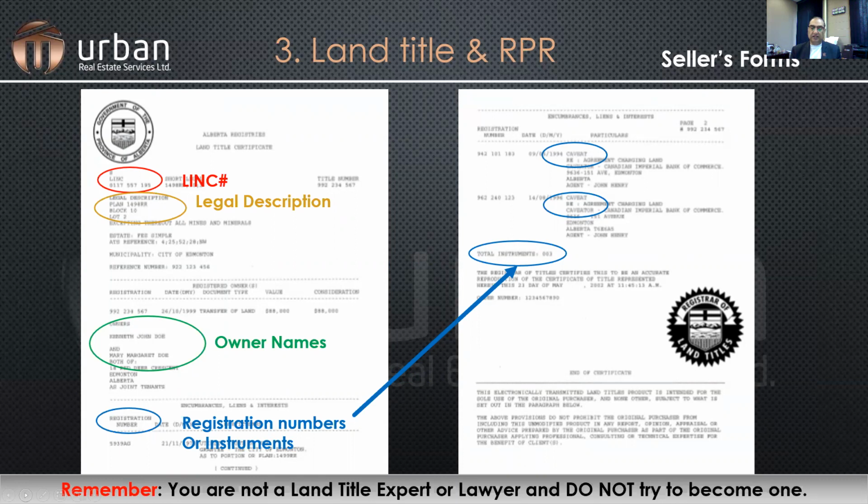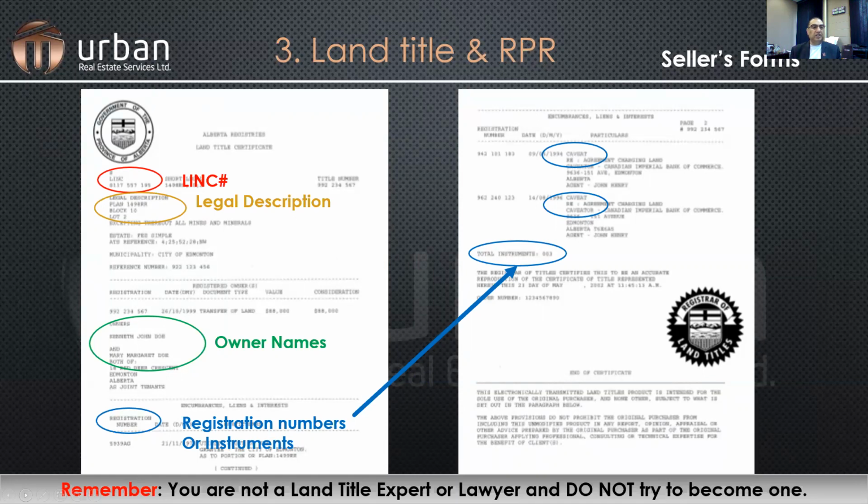So having a land title, asking for a land title, obtaining a land title, all these things are very, very essential when you are going to be listing a property and when you have decided to work with a seller. As you can see on the screen, there are some circles here. Every land title has a link number on top, a unique number assigned to that particular property and put on the land title certificate. It's more or less like a certificate number.